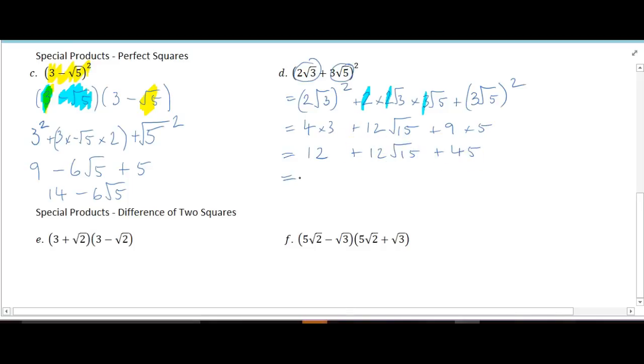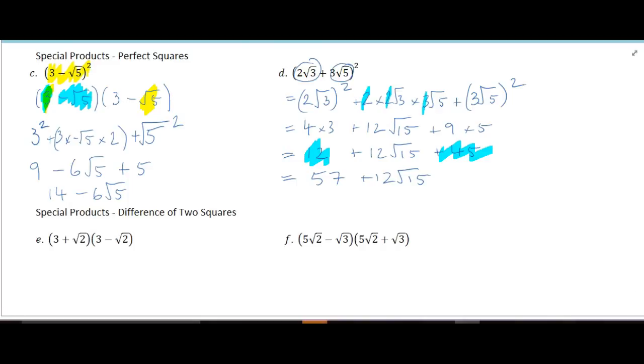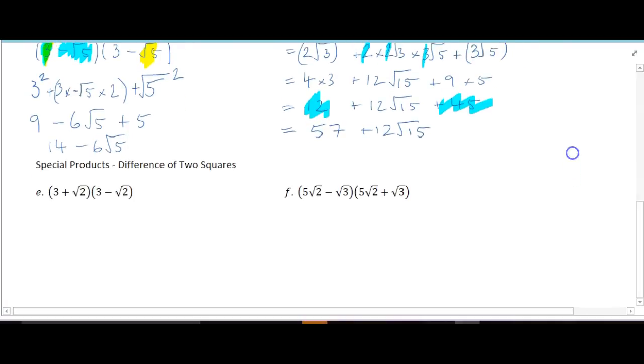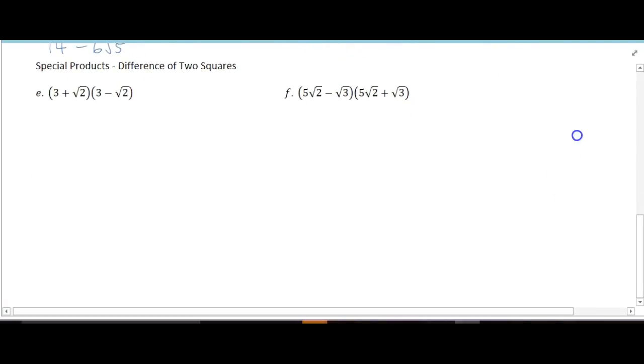Adding our constants together, we get 12 plus 45, which is 57, plus 12 root 15. So that's how to do a perfect square expansion. Now, looking down at these difference of two squares.